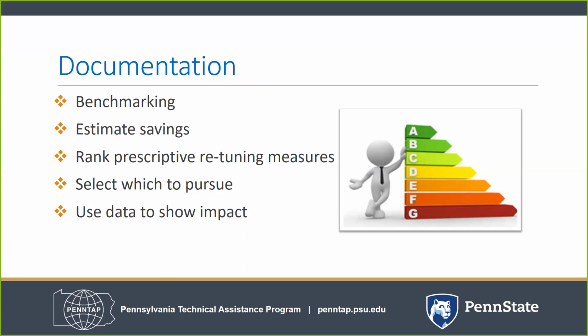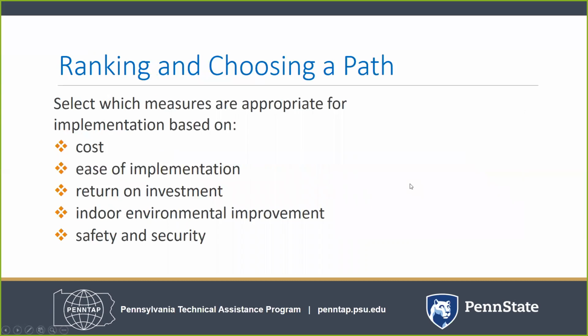So you want to benchmark, estimate your savings, rank prescriptive retuning measures, select which ones to pursue, and then use the data to show impact. When you're choosing an appropriate project, you need to consider the cost, the return on your investment, and is it an easy project to do? Will it be an improvement? And always consider the safety of all new projects.